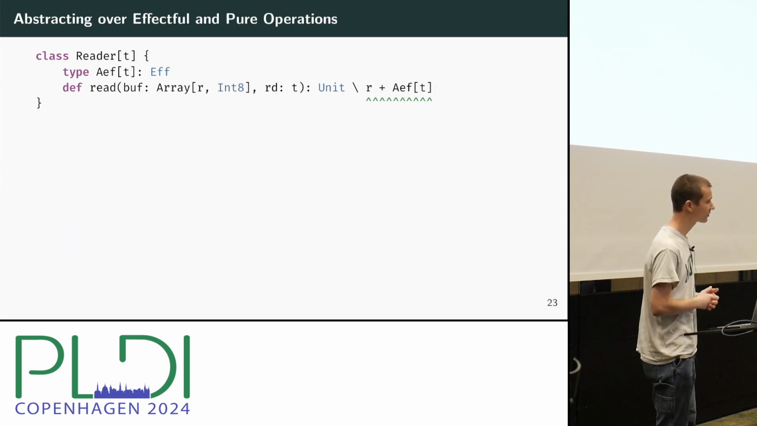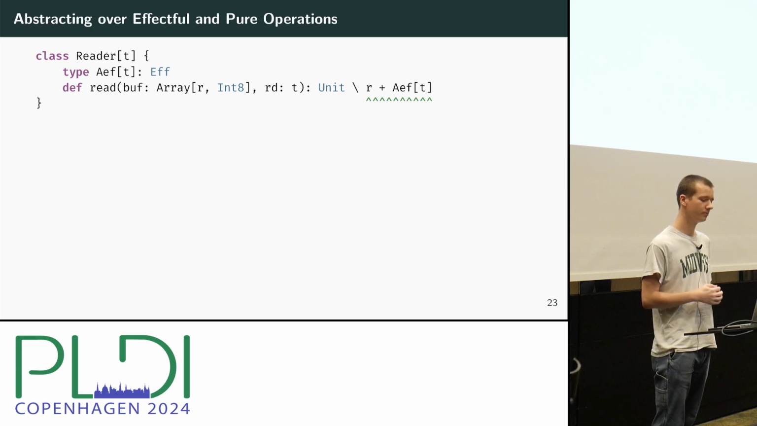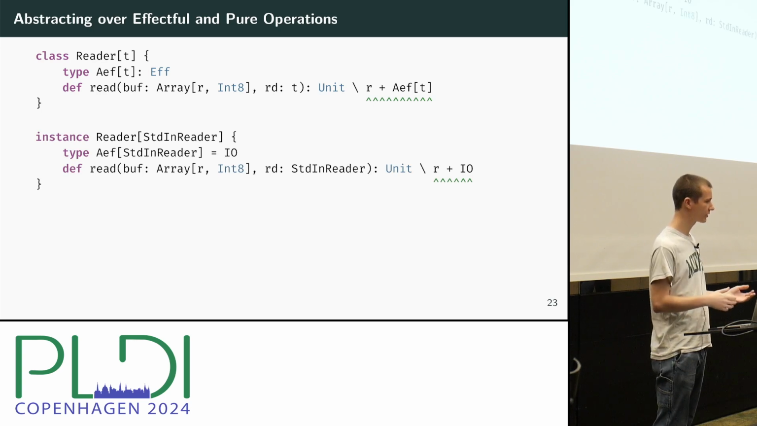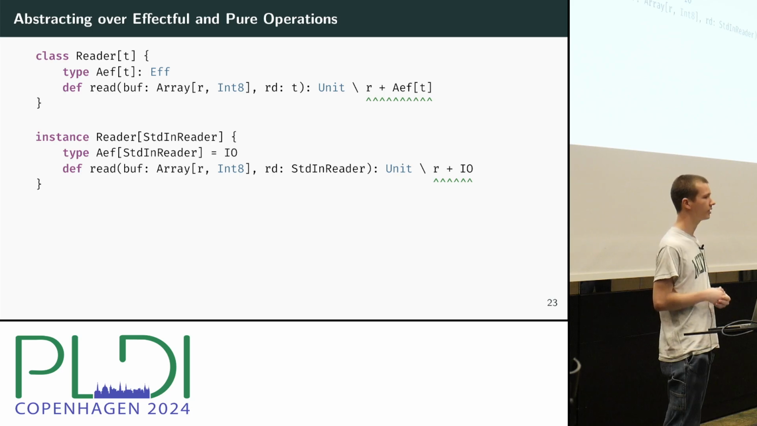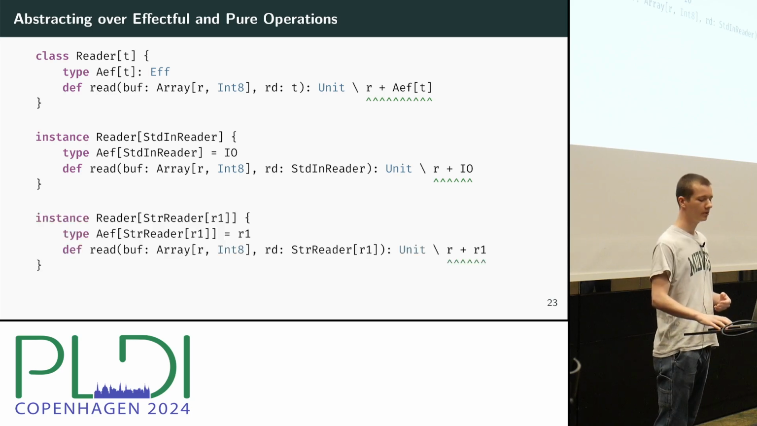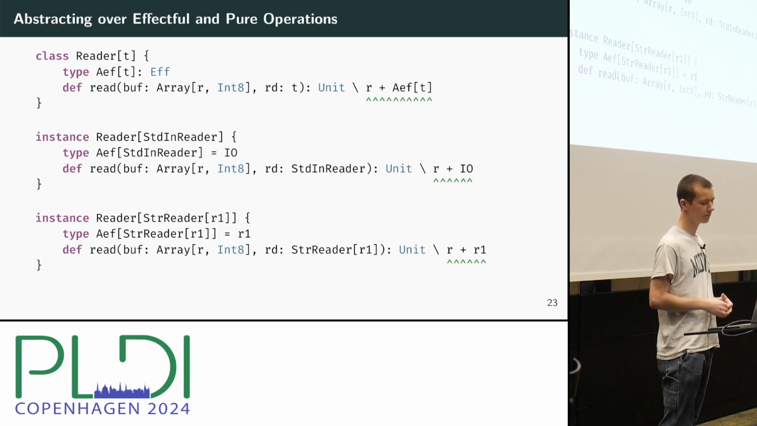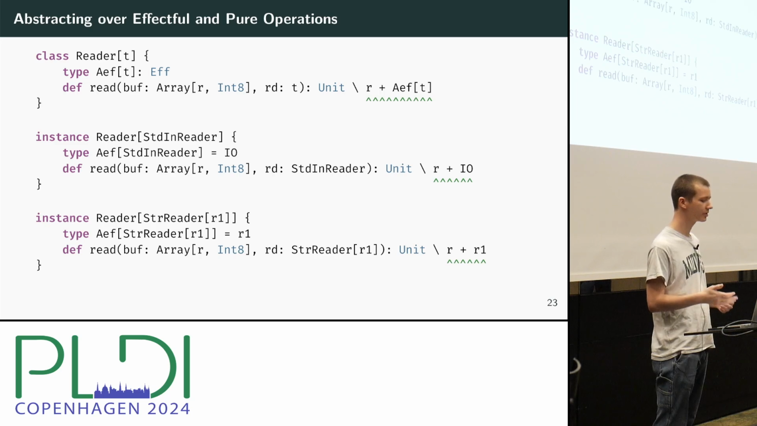And finally, the story is the same for that reader. Here we will define the effect as R plus AEF. Then the standard in reader will be R plus IO as we had before. But for the string reader, we define AEF to be the region of our string reader. And so the read function has the effect R plus R1.